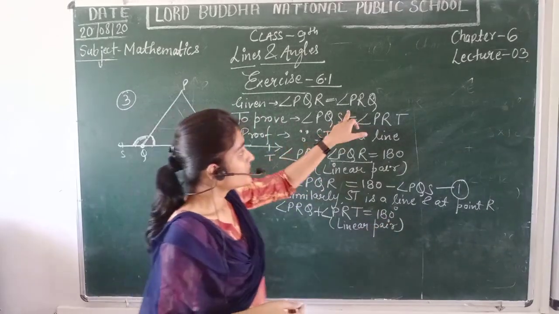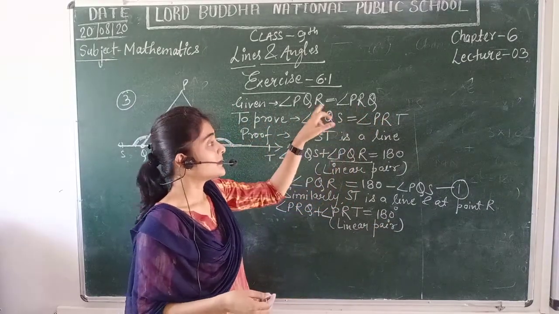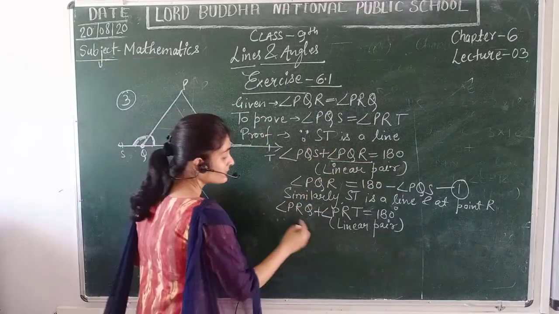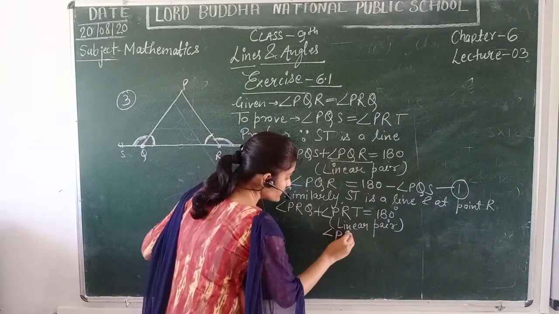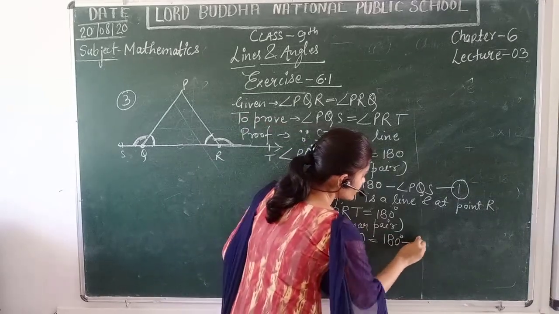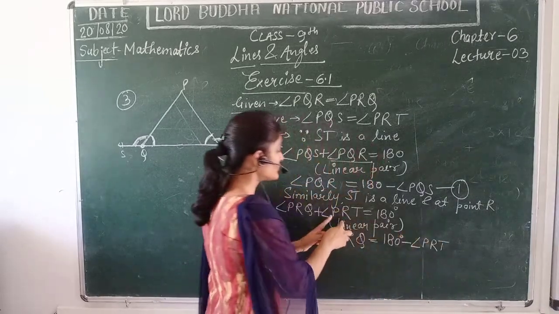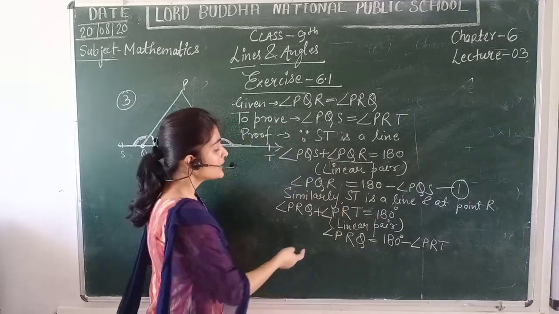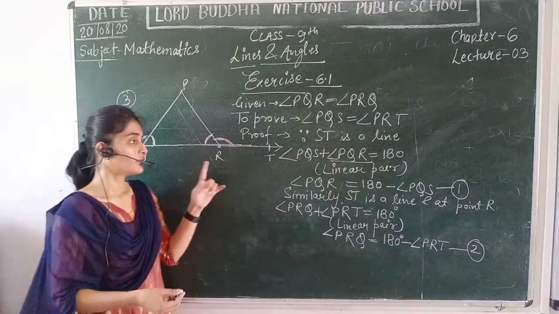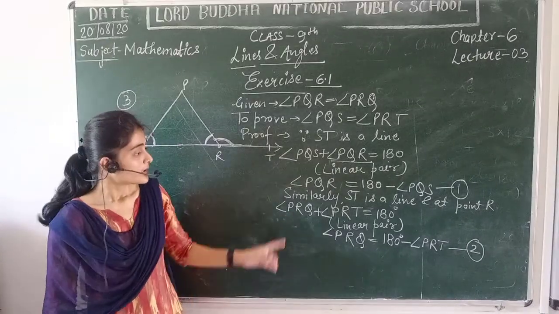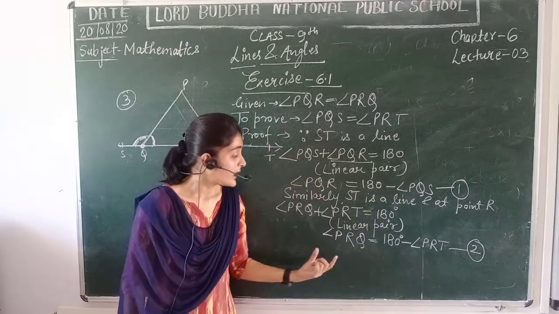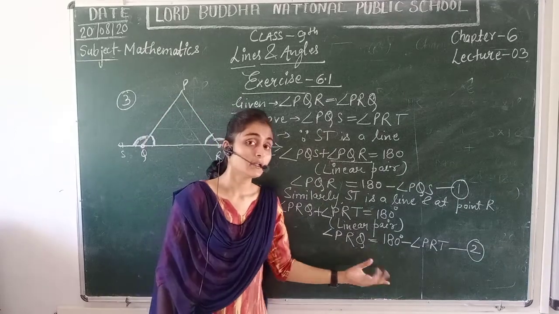Now, we know the relation between PRQ and PQR. So we again need to find the value of PRQ from this equation. So let's find the value of PRQ. PRQ equals to 180 degrees minus PRT. We just move PRT to the right hand side. Now, this is your equation 2. Right? We have formed two equations, equation 1 and equation 2. In the first equation, we have found the value of PQR, and in the second equation, we have found the value of PRQ.